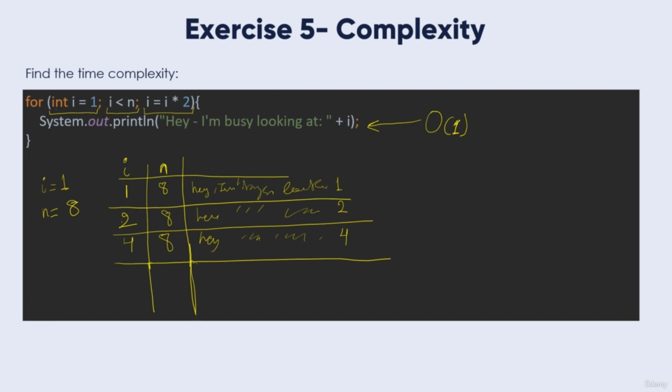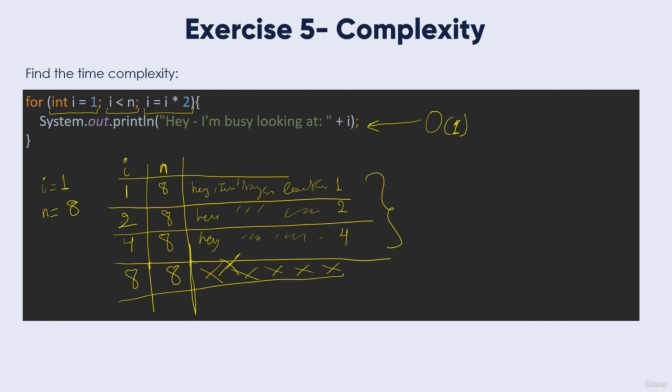Going up again, i is the old i, which is 4, times 2, which is equal to 8. 8 less than 8? No. So stop. We need i less than 8 to continue. So this will not be executed anymore.